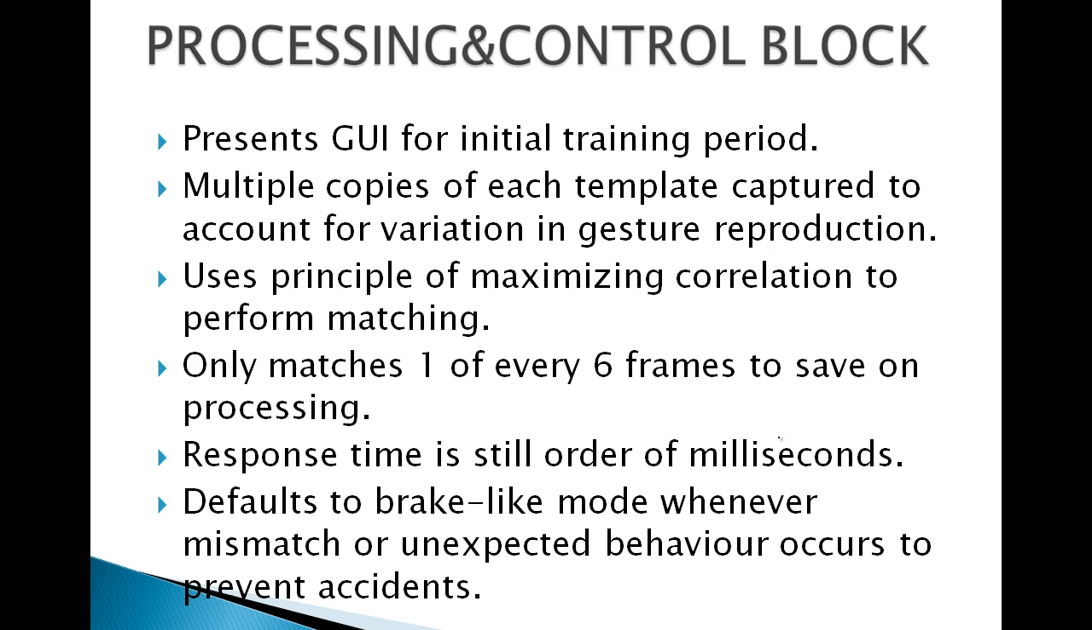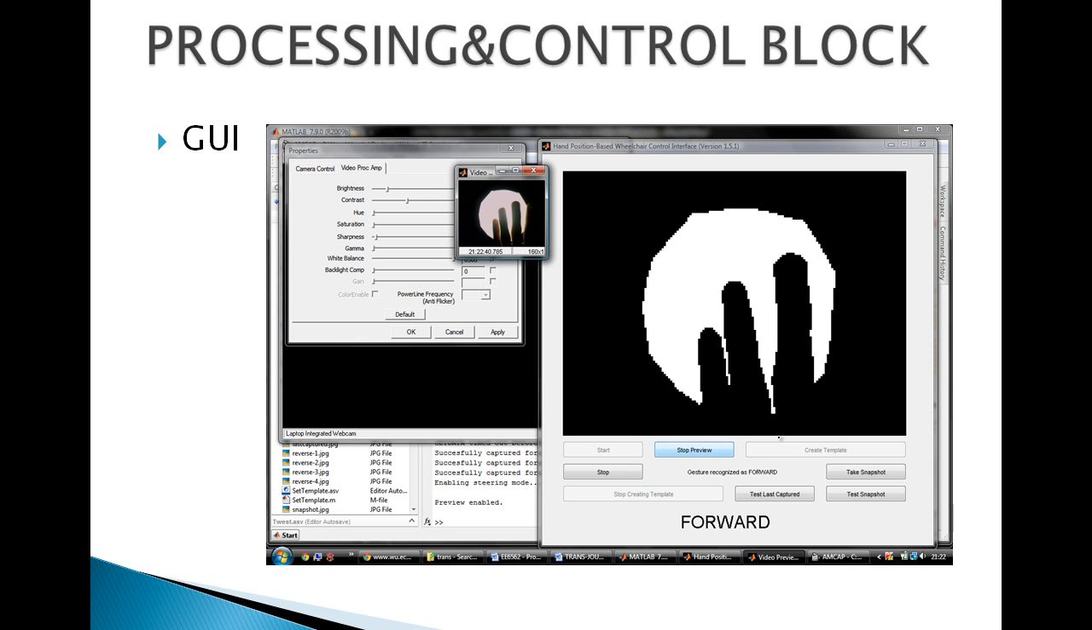So the system has a couple of safety features built in, such that whenever there's any unexpected behavior or whenever a hand position cannot be matched to a template, the system will brake and not move unexpectedly. This is so as to prevent accidents from happening. So here is a picture of the GUI.